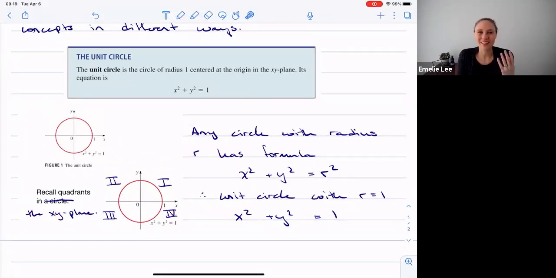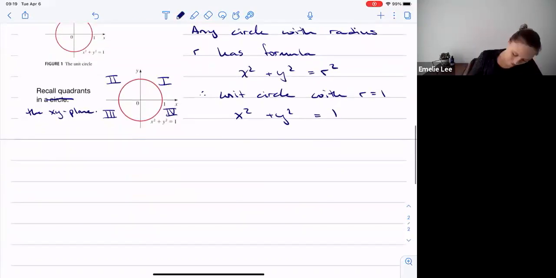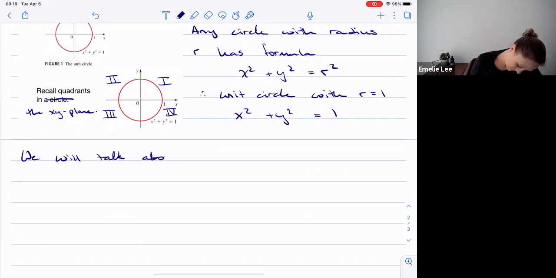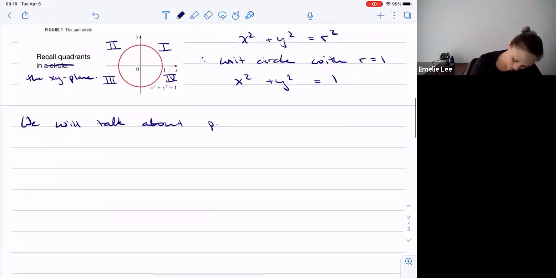So we've got the equation of this unit circle, and what we're going to do is talk about points around the unit circle. So we're going to talk about just the circumference. And if we're talking about the circumference of a circle, then the circumference is 2 pi r, right? So we will talk about points around the circumference.